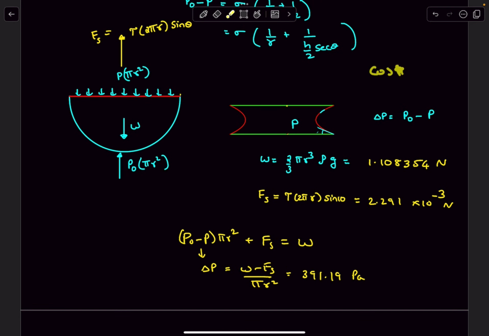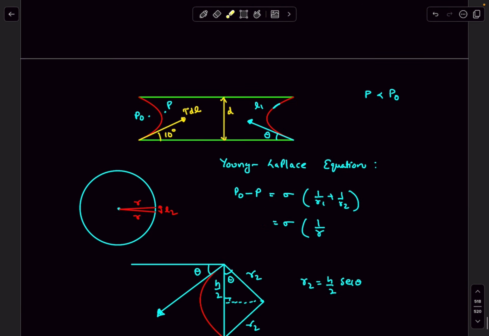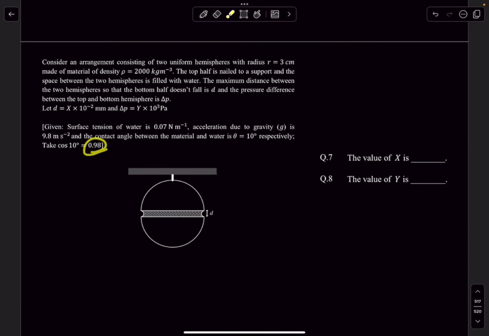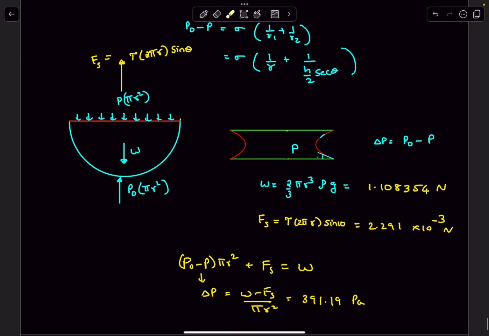You guys may get a different value because I used the calculator here, and in the calculator the value of cos 10 degrees is different from what is provided in the question. In the question it's 0.98; in the calculator I think it is 0.985. Anyway, this is how we solve the problem at least. So the excess pressure turns out to be around 391.2 pascals.